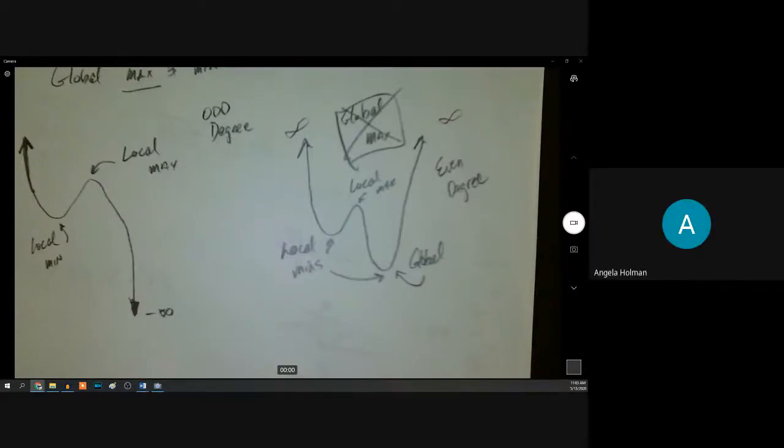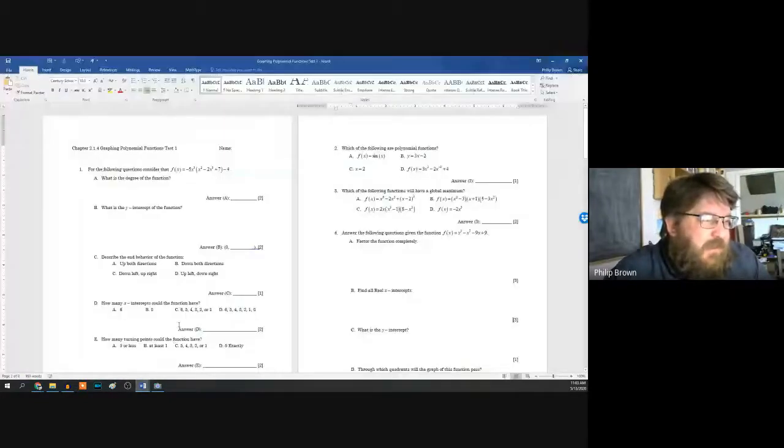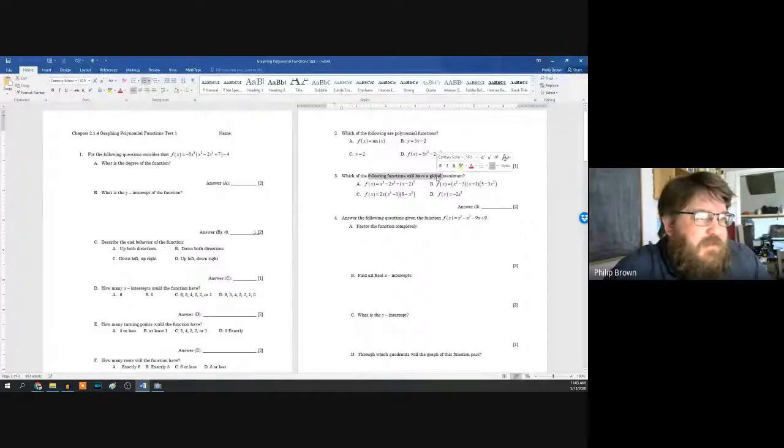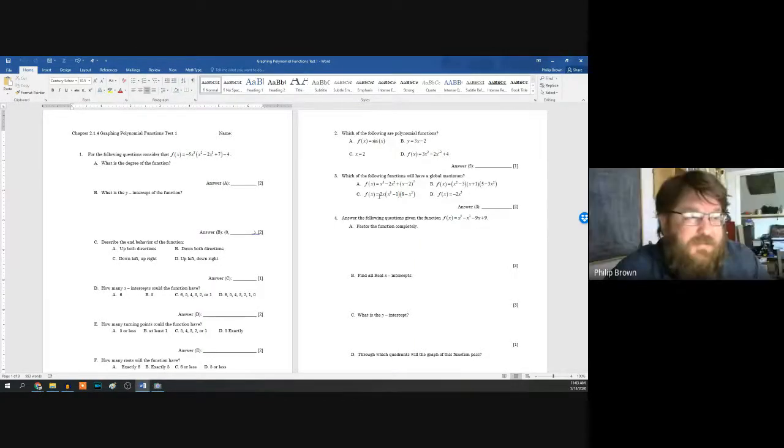Okay. Mr. Brown, so would that mean for number 3 we would have to graph all of them to find the global maximum? No, it's not asking you what it is. It's just asking you which will have one. So it's not asking you to find what it is. It's just asking you which of these functions will have a global maximum. Okay, thank you. You're welcome. Yeah, that's a tricky question.